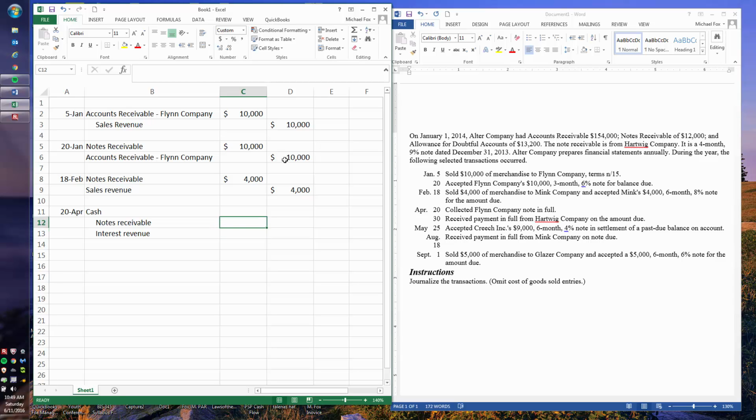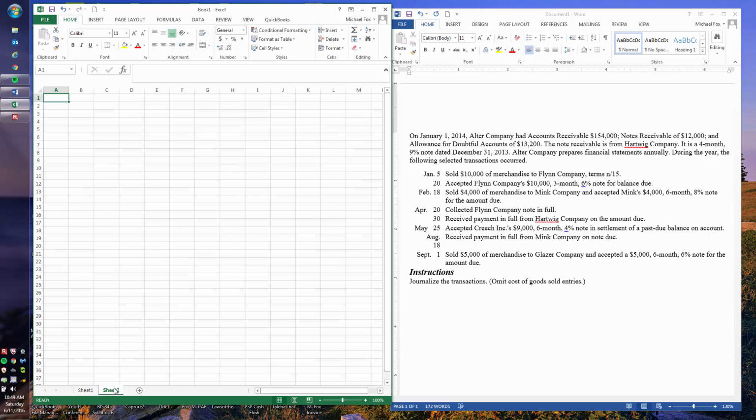So the note part is easy, okay? The note is just the amount that's owed to us, and that was $10,000. The interest we have to figure out. So if this was a 3-month, 6% note, then we're going to figure that out. Remember that we figure things like this out by principal times rate times time. So principal, rate, and time.